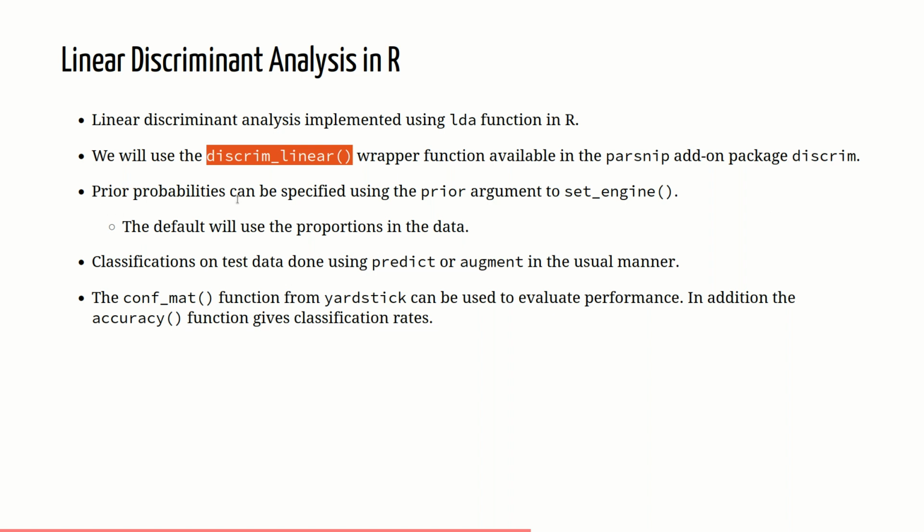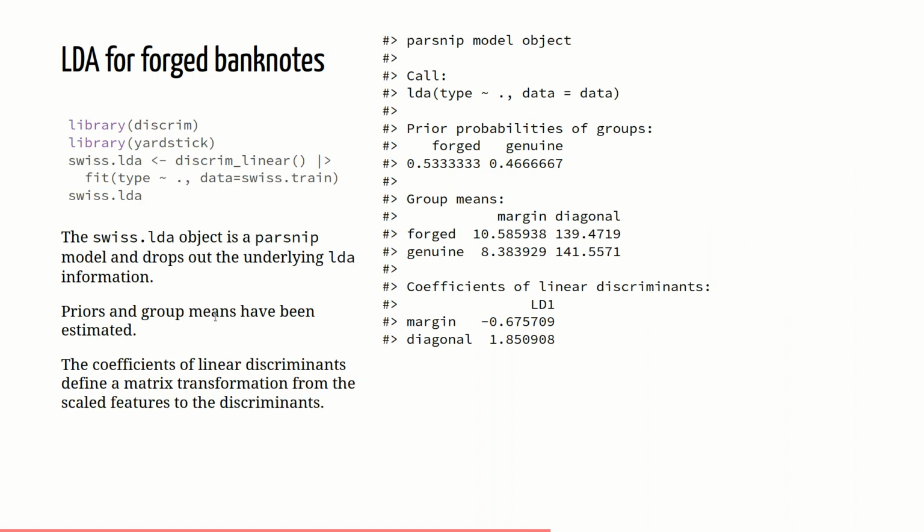If we want to define the prior probabilities, then we can set the prior argument in set_engine. By default, it will use the proportions in the data, which is often what we might want to do, but not always. And then classifications are then done using predict or augment in the same way that predictions are done. And then we can use the conf_mat function, which is short for confusion matrix, from yardstick to evaluate performance. And there's also things like accuracy, which gives us our classification rates. So let's have a look at an example.